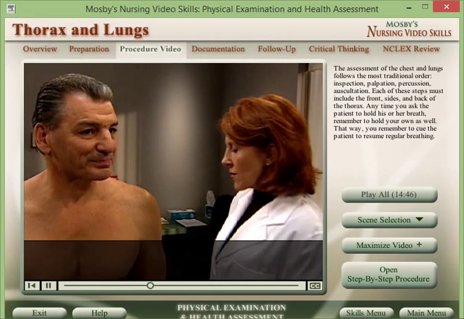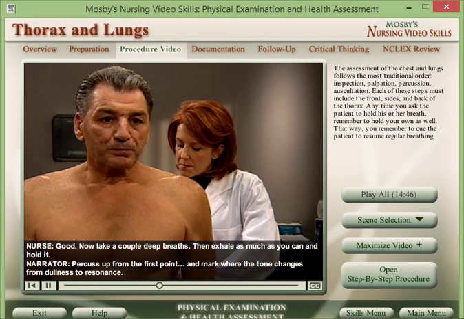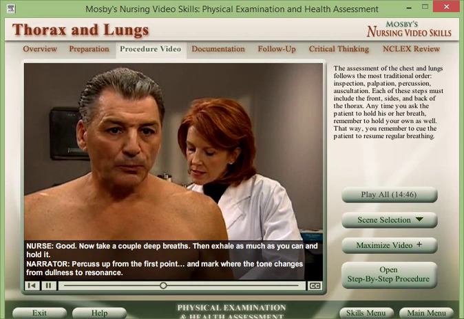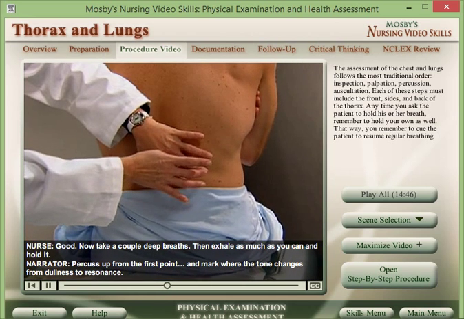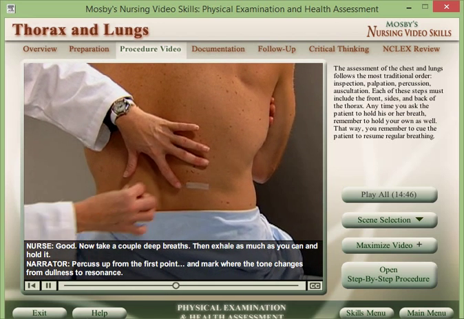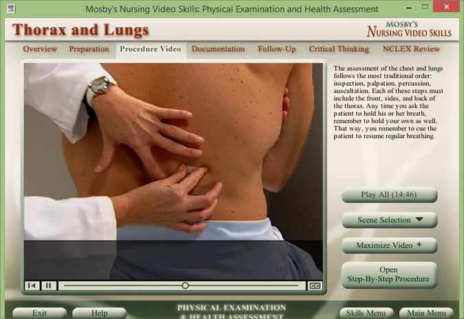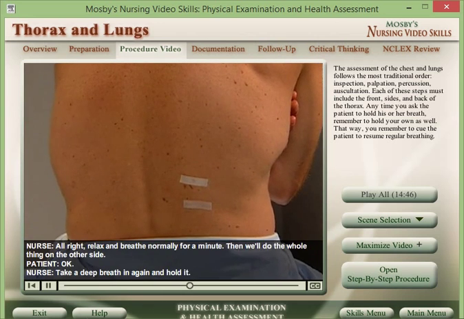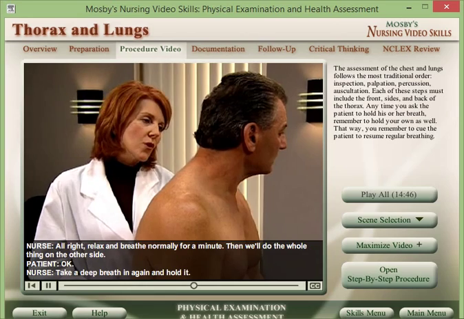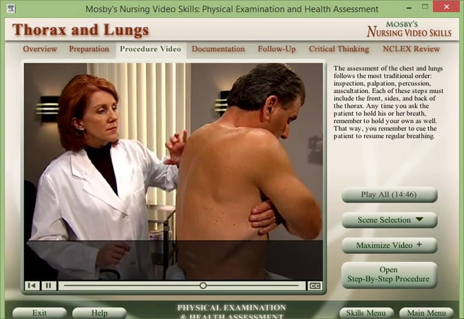I'm ready. Take a couple of deep breaths. Exhale as much as you can and hold. Percuss up from the first point, and mark where the tone changes from dullness to resonance. You can breathe normally now, and when you're ready, we'll do the whole thing on the other side. Take a deep breath and hold, please.